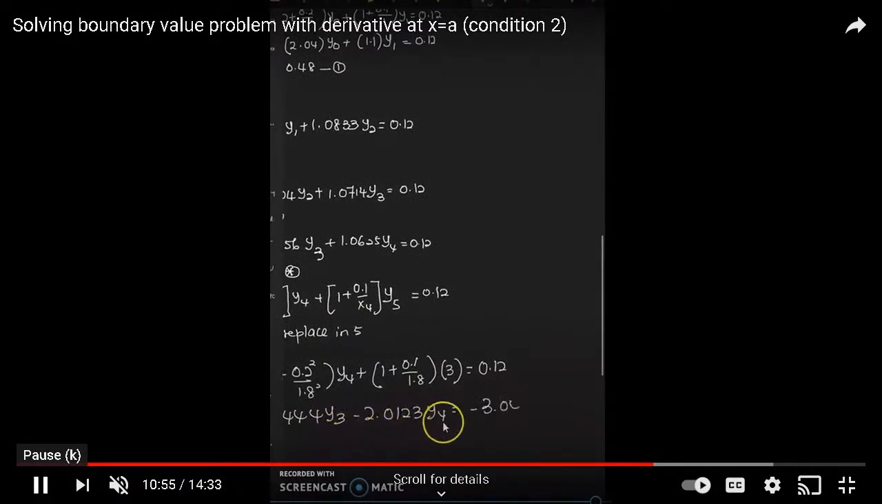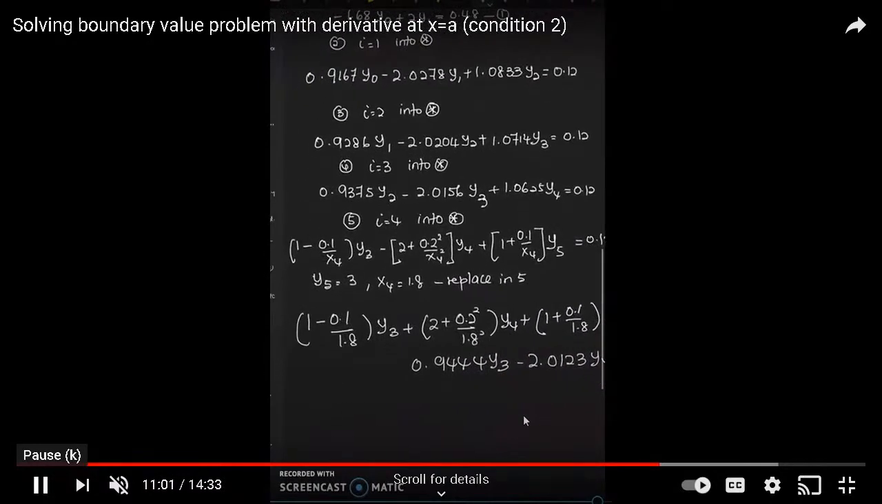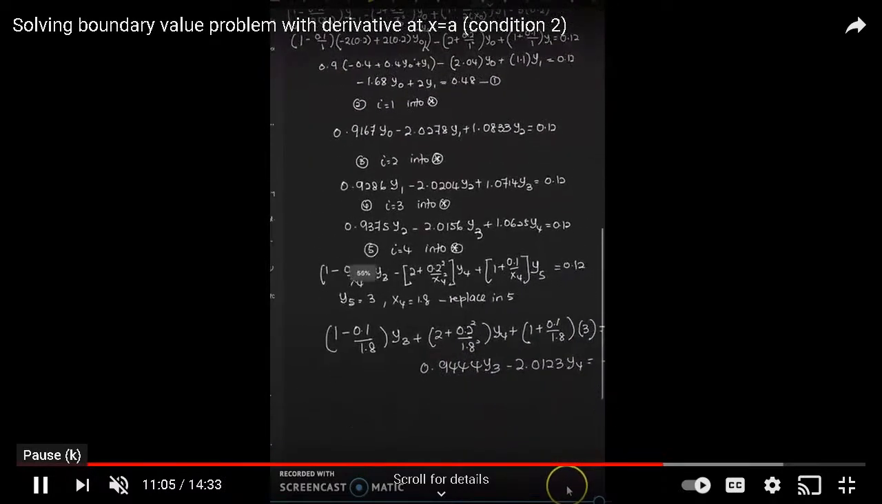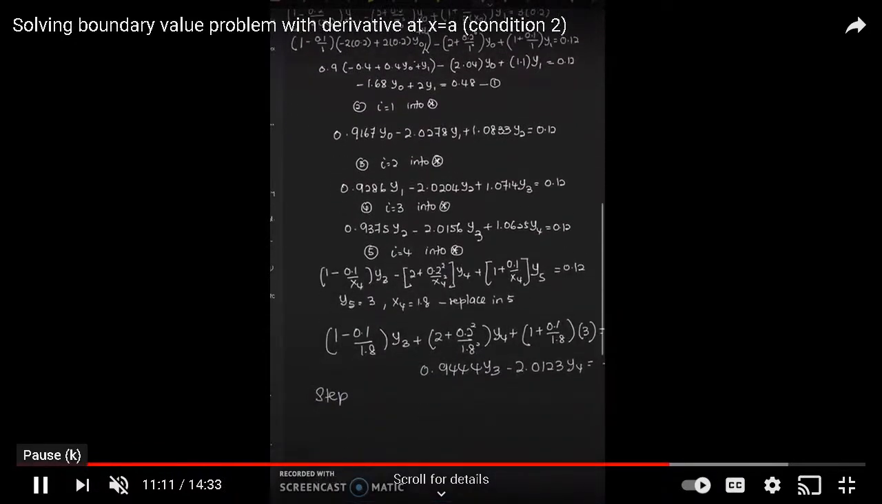Okay, replace x4 as 1.8. You know what is x4, you know what is h, you know all the values when you do the multiplication. But you need to arrange the matrix as a diagonal matrix. Okay, diagonal matrix for 5.5.